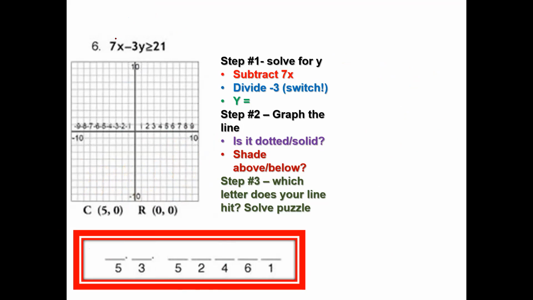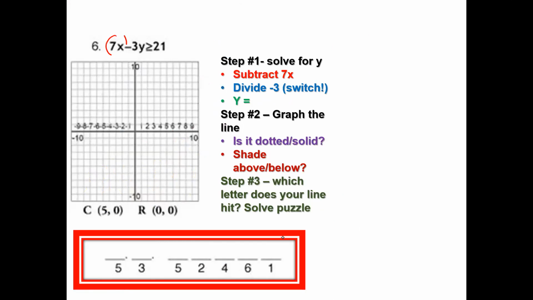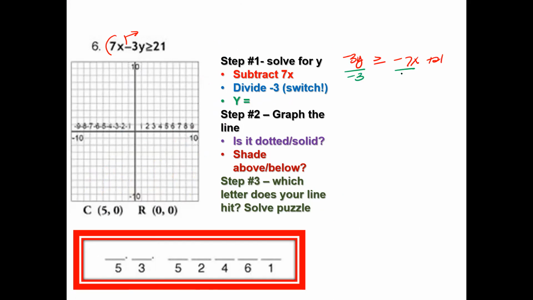So for number 6, we're going to go ahead and subtract the 7 over to the right side. So we have negative 3y is greater than or equal to negative 7x plus 21. And then we'll divide by negative 3 on all 3 terms. So y is less than or equal to, because it switches when you divide by a negative, positive 7 over 3x minus 7.